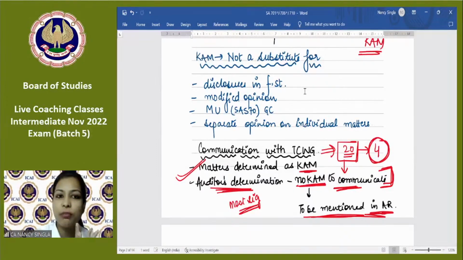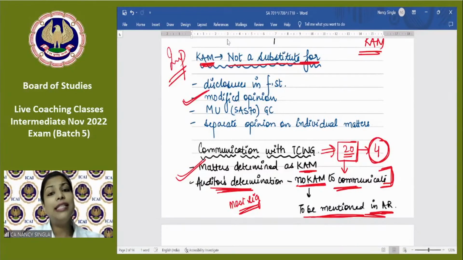Now, once he has formed the opinion, he feels that he needs to communicate such matters to the users also by way of key audit matter. So, a very important, direct question can come: key audit matter is not a substitute for a modified opinion. It is not that the auditor, instead of giving a modified opinion, can give a matter in the key audit matter section.